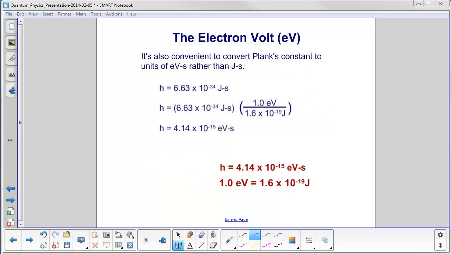When we're working with electrons, it's also convenient to convert Planck's constant to units of electron volt seconds rather than joule seconds. So here we have Planck's constant, 6.63 times 10 to the minus 34th joule seconds. We have 1 electron volt equals 1.6 times 10 to the minus 19th joules. The joules cancel out. And we're now left with h is 4.14 times 10 to the minus 15th electron volt seconds. And again, to summarize, 1 electron volt is 1.6 times 10 to the minus 19th joules.